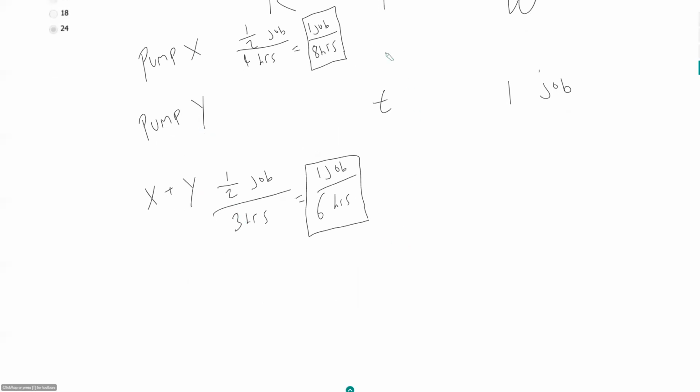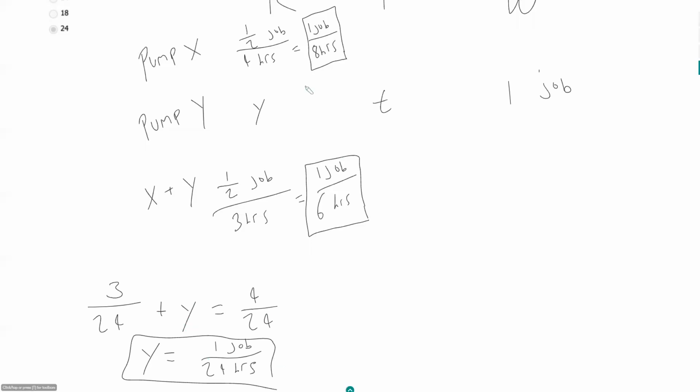So if I want to get a common denominator just to start, what is the common denominator between 8 and 6? 24. So one job every 8 hours should be what? 3 out of 24. Plus Y, so Y is equal to 4 out of 24. So Y's rate should just be 4 out of 24 minus 3 out of 24, which is one job every 24 hours. So this is Y's rate.